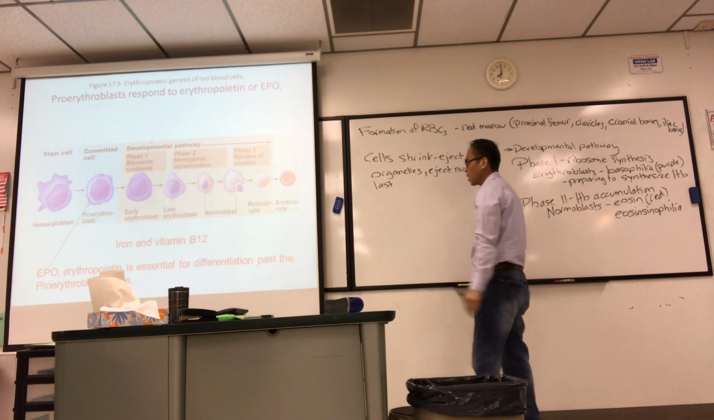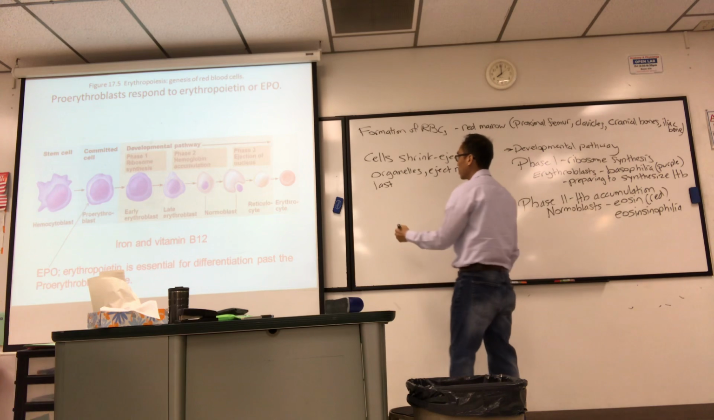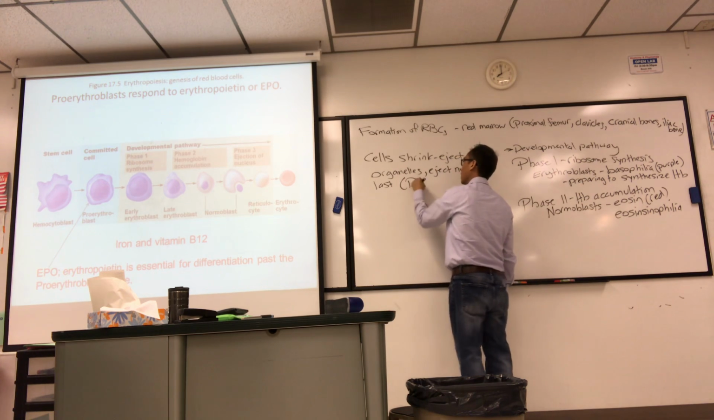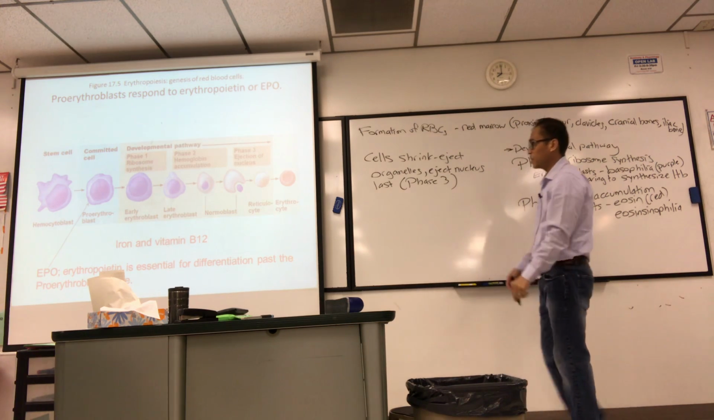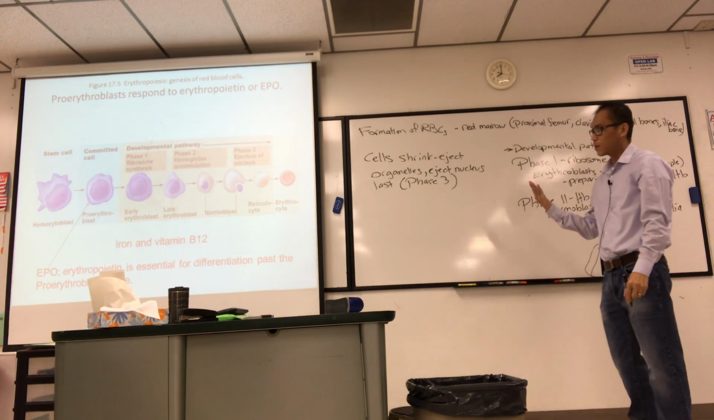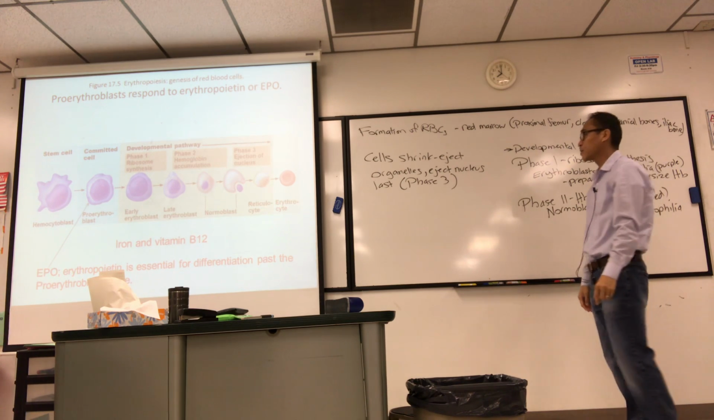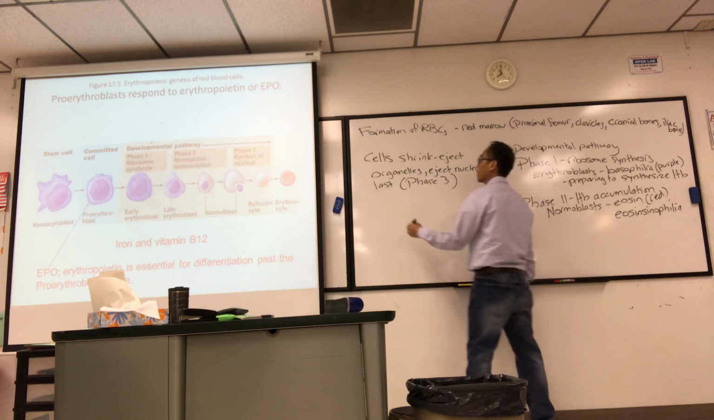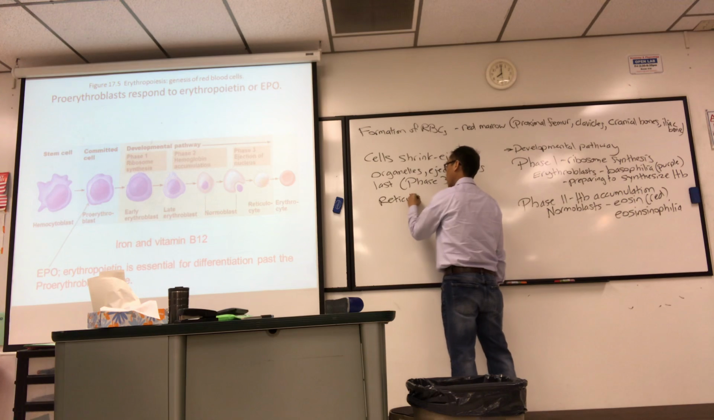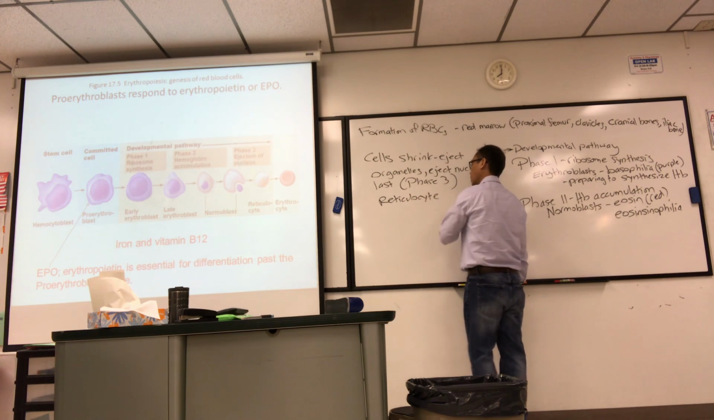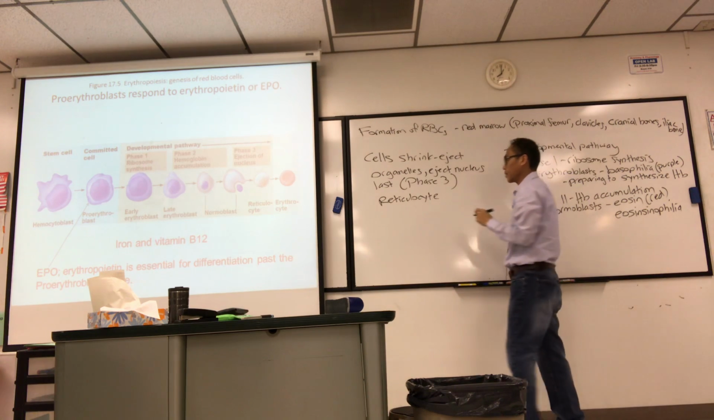Once you eject the nucleus, that's called phase 3, and the cell is called a reticulocyte. Okay? And it can enter the circulation. And then it takes its final form, erythrocyte.